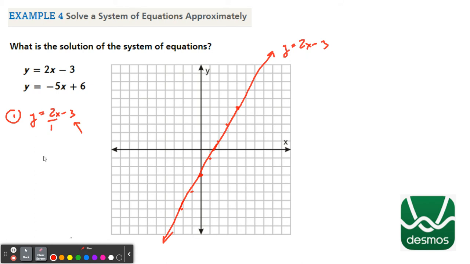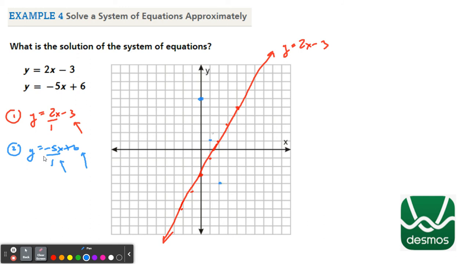Okay, the blue one, again, is also in slope-intercept form. So y equals negative 5x plus 6. So the b is 6, so you go up 6: 1, 2, 3, 4, 5, 6. The slope is negative 5, put that over 1. So you're going to go down 5 and right 1. 1, 2, 3, 4, 5, 1.